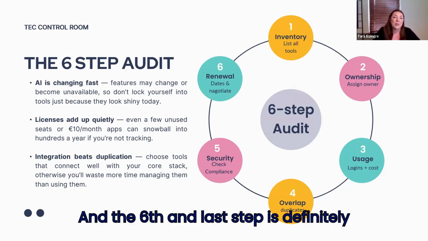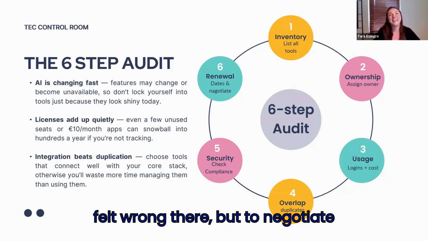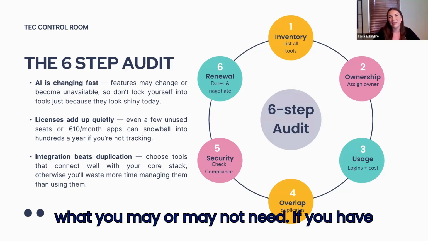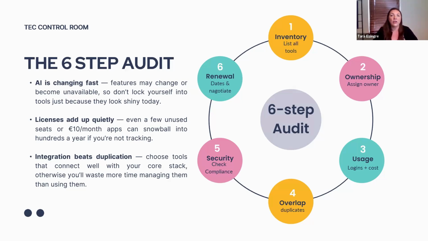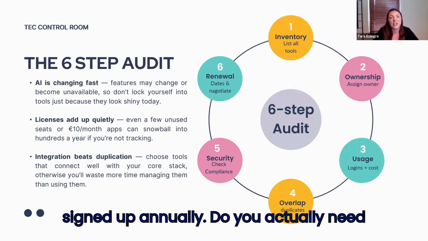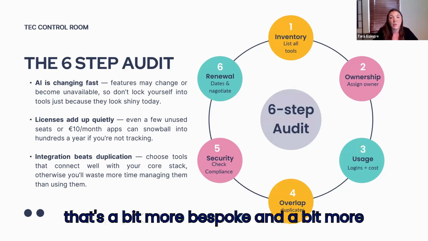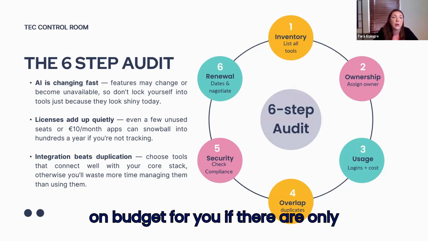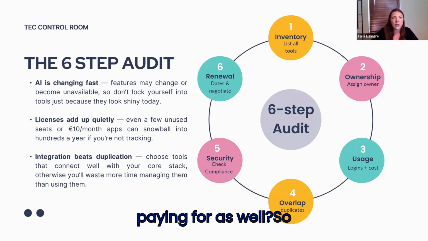And the 6th and last step is definitely to look at the dates and negotiate, which is spelled wrong there, to negotiate what you may or may not need. If you have renewals coming up for the likes of Adobe that tend to take a year for their fee, or other subscriptions that maybe you signed up to annually, do you actually need it? Could you potentially talk to the sales team about getting something that's a bit more bespoke and a bit more on budget for you, if there are only certain features that you are paying for?